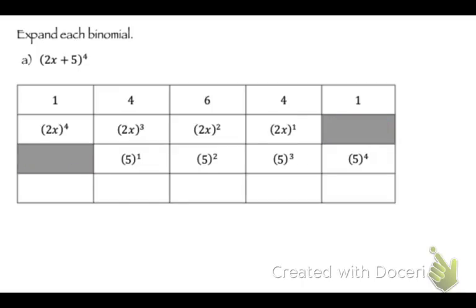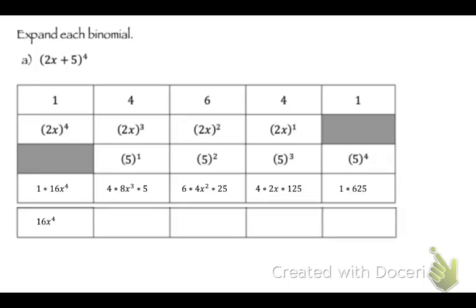Okay? Now, let's start to simplify this. So 2x to the fourth power, you have to do 2 to the fourth power, which is 16, and then x to the fourth power, which is x to the fourth. Next one, we have 8x cubed. 2x cubed is 2 times 2 times 2 is 8. x cubed. 5 to the first power is 5. Then 6, 2x squared is 4x squared. 5 squared is 25. 2x to the first power is 2x. 5 cubed is 125. And then 5 to the fourth power is 625.